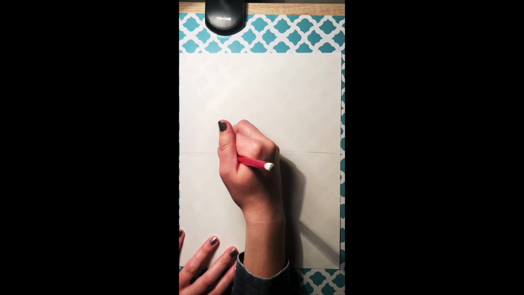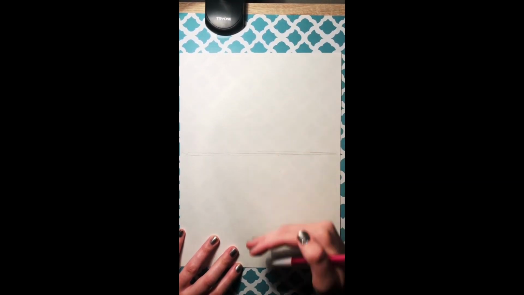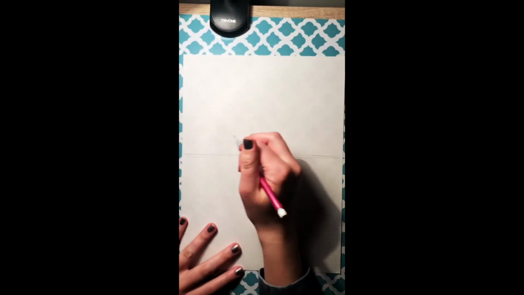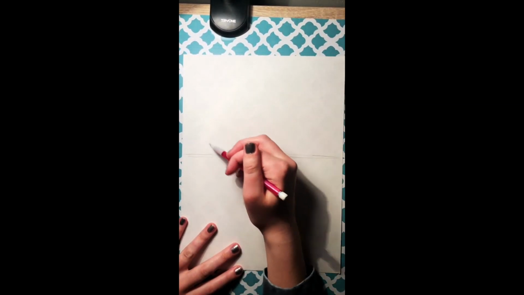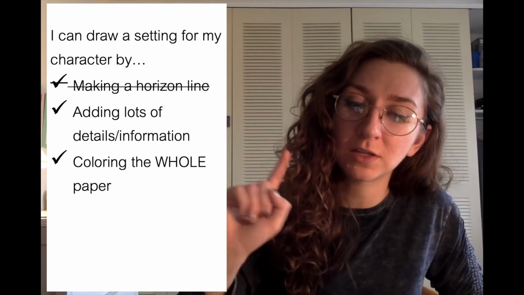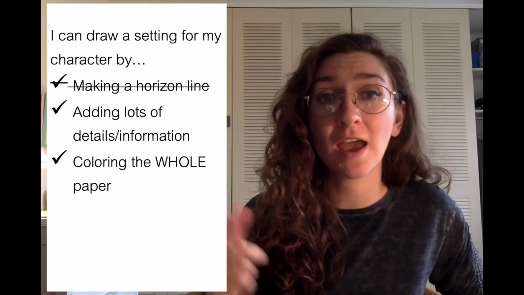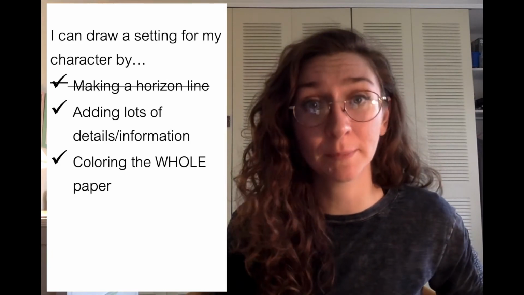Your horizon line is just the place where the sky meets the land or the wall touches the floor. Your horizon line can also be hills, or it can be mountains. It doesn't have to be a straight flat line. Let's check in with our learning target. Looks like we can cross the first one off the list because we made a horizon line. Now we need to work on adding more information.